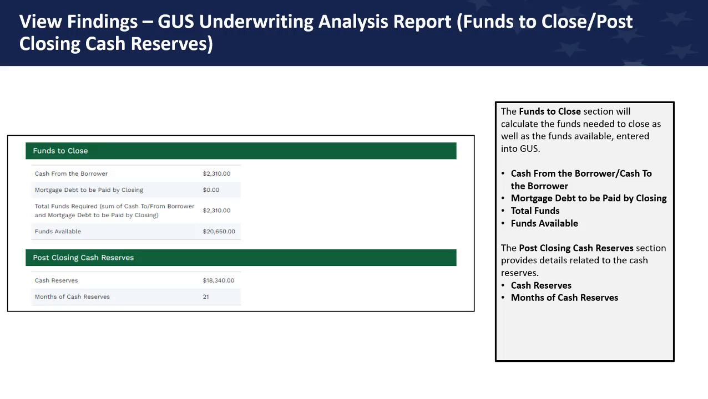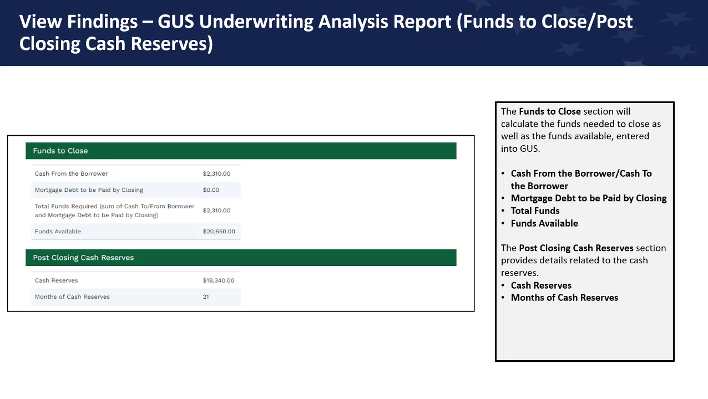Next, we will cover the funds to close and post-closing cash reserves sections of the GUS underwriting analysis report portion of the View Findings tab. The funds to close section will calculate the funds needed to close as well as the funds available entered into GUS. Cash from the borrower or cash to the borrower is populated from Lender Loan Information tab. Only one of these two is displayed based on whether the cash is required from or owed to the borrower at closing. Mortgage debt to be paid by closing is calculated from the real estate section.